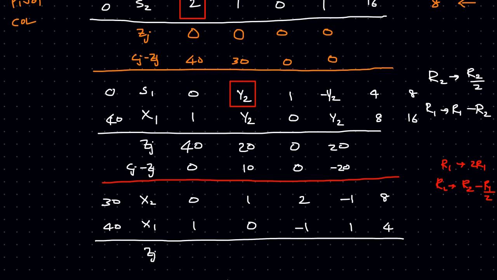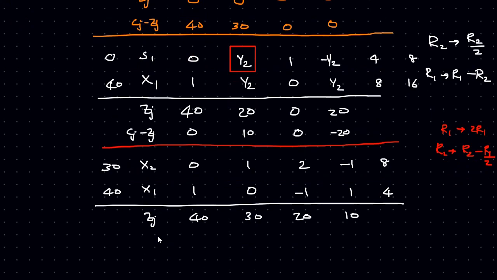So here we have 40, here we have 30, here we have 60 minus 40, that will be 20. Here we have minus 30 plus 40, so that's 10 over here. And now we can calculate Cj minus Zj. So that will be 40 minus 40 here, 30 minus 30, and then 0 minus 20, so that's negative 20, 0 minus 10, minus 10.